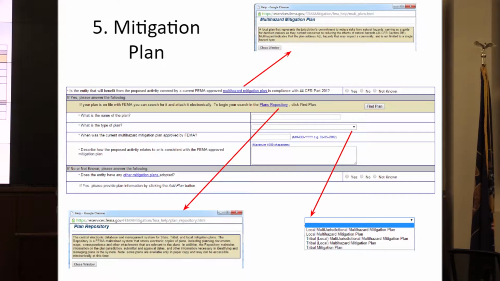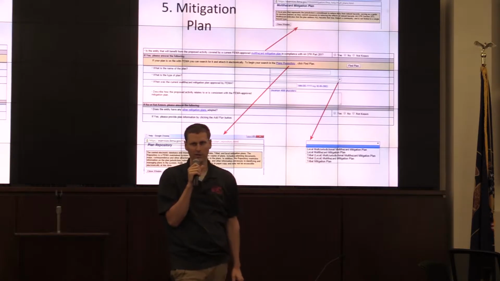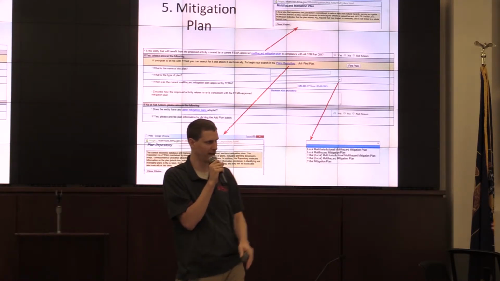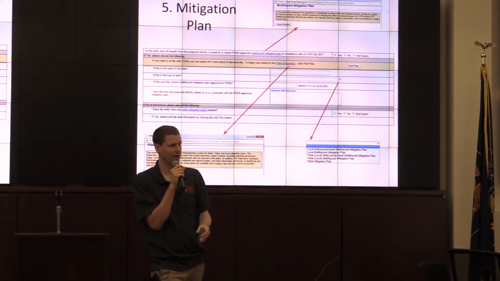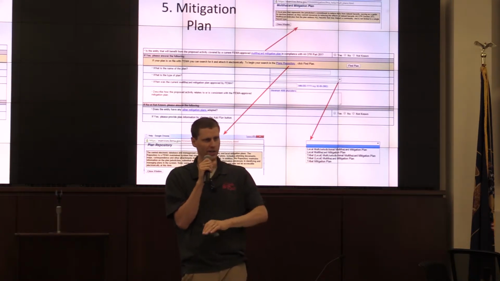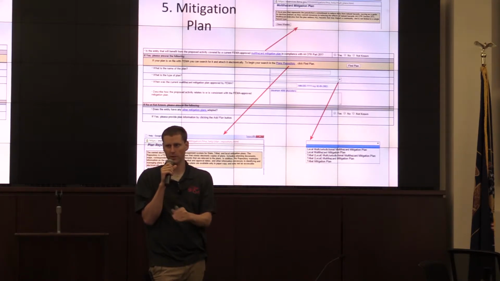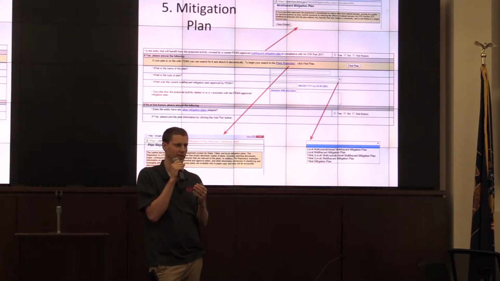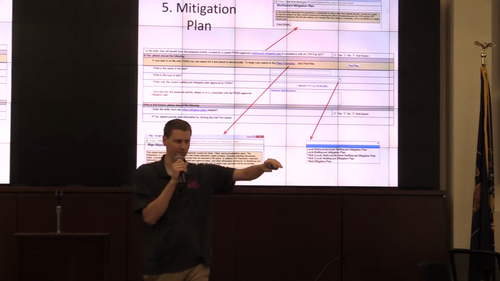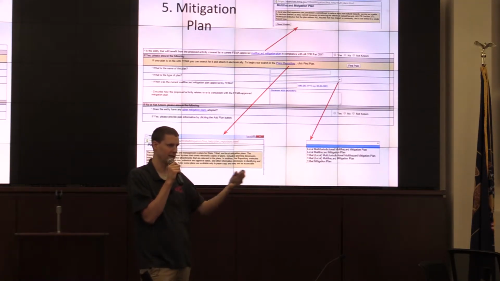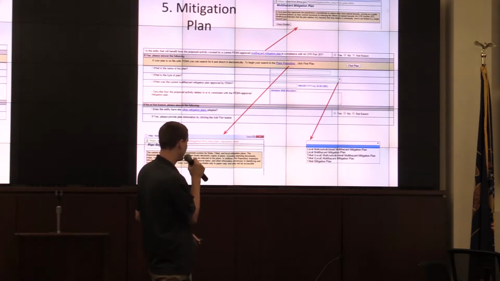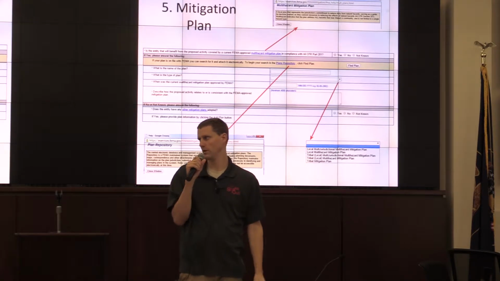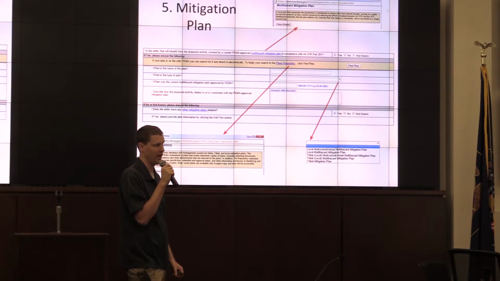And then here's the one, and if you guys want later, I could go through an example: describe how the proposed activity relates to or is consistent with the FEMA approved mitigation plan. That's where you need to go into your local hazard mitigation plan, go into the mitigation strategies portion, and find where your project correlates with a goal or a strategy in there. If they have a goal to mitigate flood risk, then you can say, in this section it says that they want to mitigate flood risk, and our project is to do that. So just a quick couple sentences on how the project correlates with the local mitigation plan. Any questions on that?